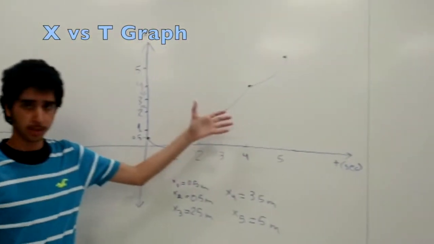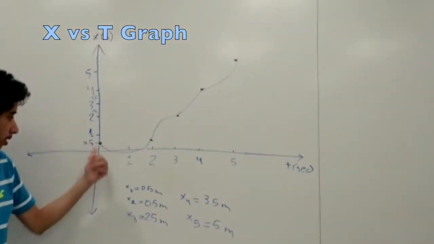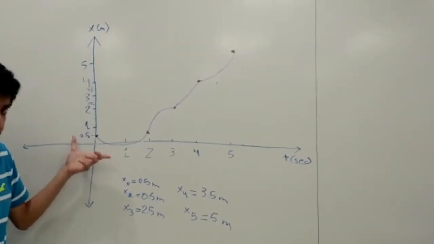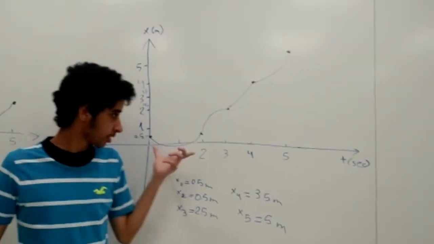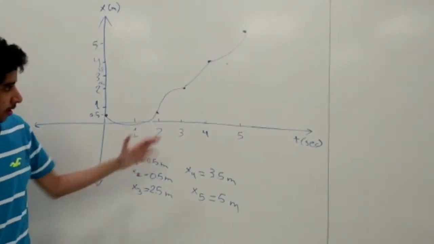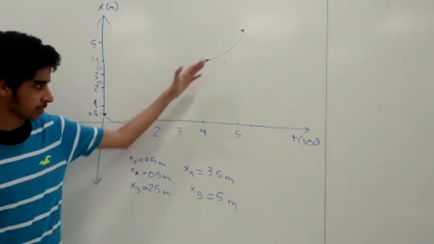We could make our position graph. The initial position is 0.5. By decreasing or increasing the velocities, we could tell if they are concave down or concave up. Here's constant velocity, so it's a straight line.